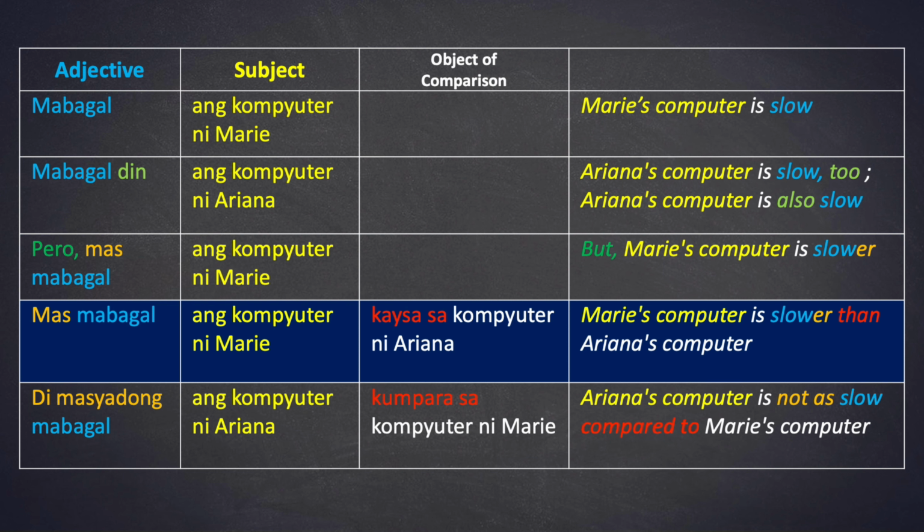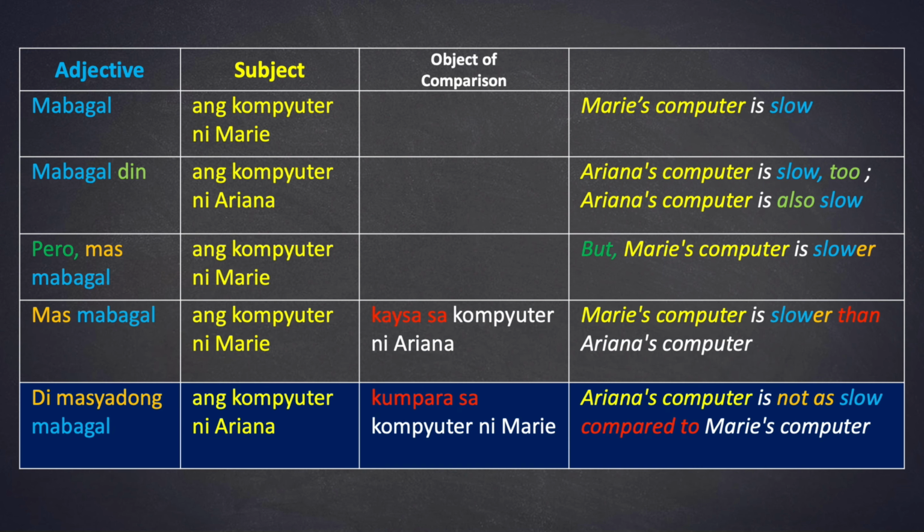Mas mabagal ang computer ni Marie kaysa sa computer ni Ariana. Marie's computer is slower than Ariana's computer. Di masyadong mabagal ang computer ni Ariana kumpara sa computer ni Marie. Ariana's computer is not as slow compared to Marie's computer.